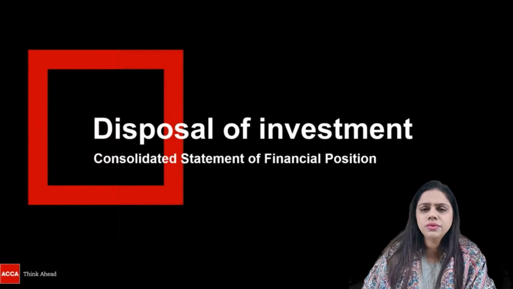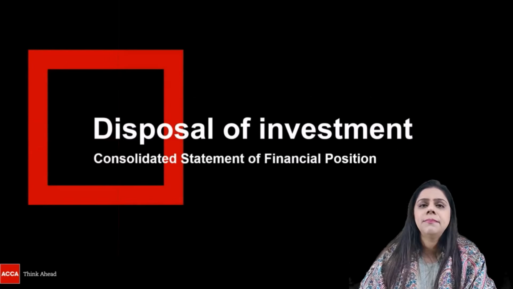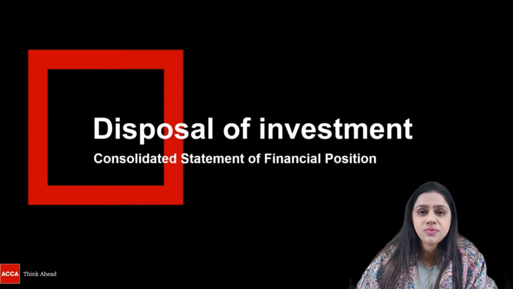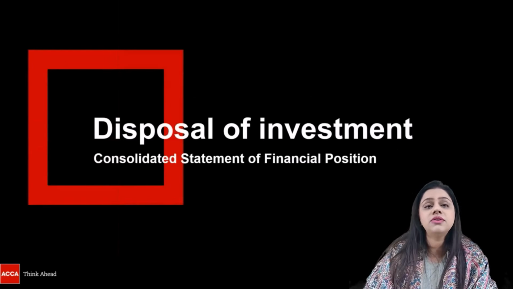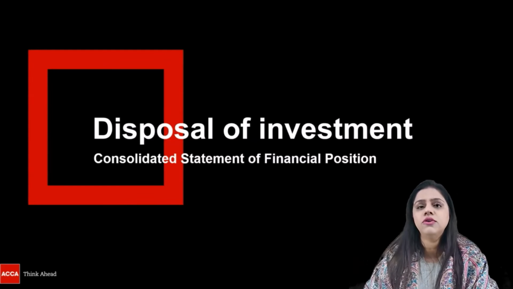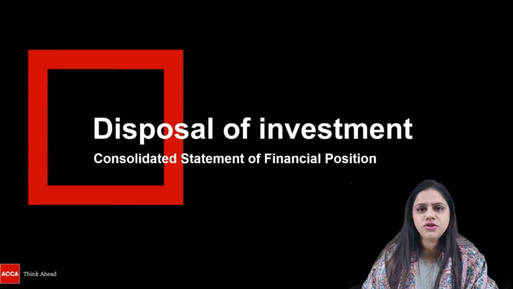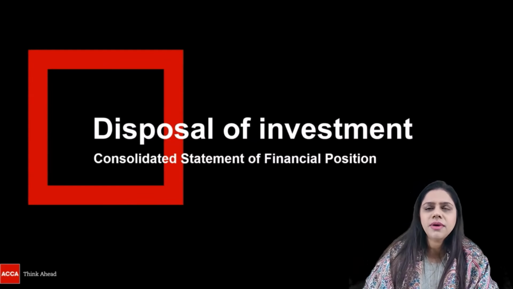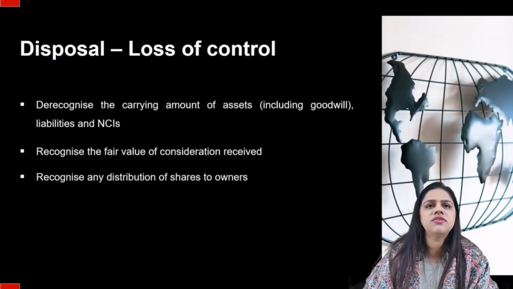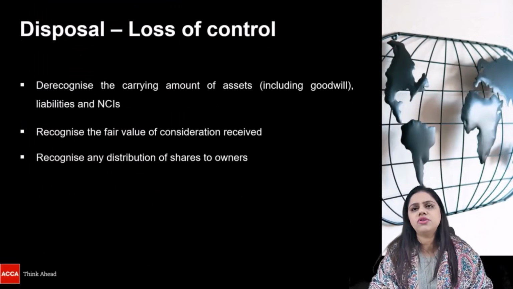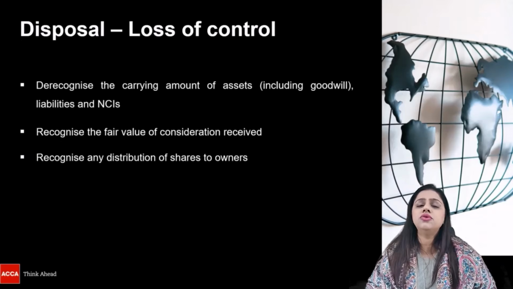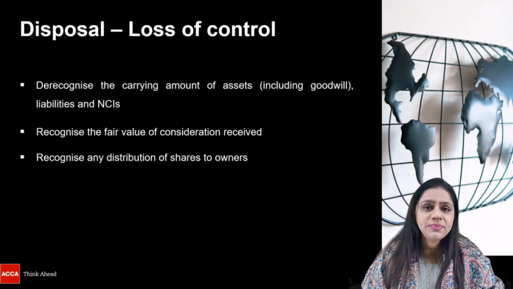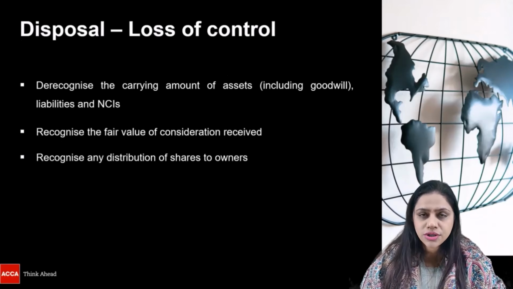Now, coming to the disposal of investment, mainly the statement of financial position part. So when we talk about the consolidated statement of financial position, right now we are just going to discuss that. Later on, we'll move on to the consolidated statement of profit or loss also. So when we talk about the disposal of investment, the first thing is that you have to identify whether there has been a loss of control or not.